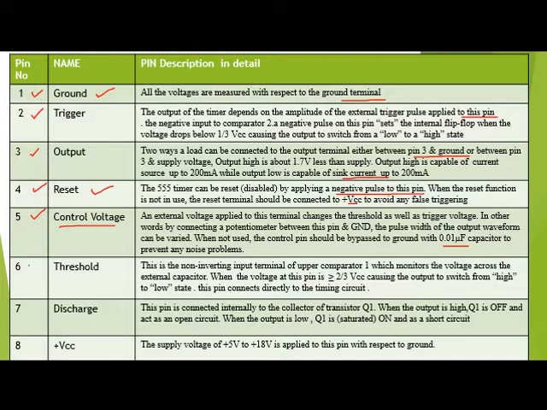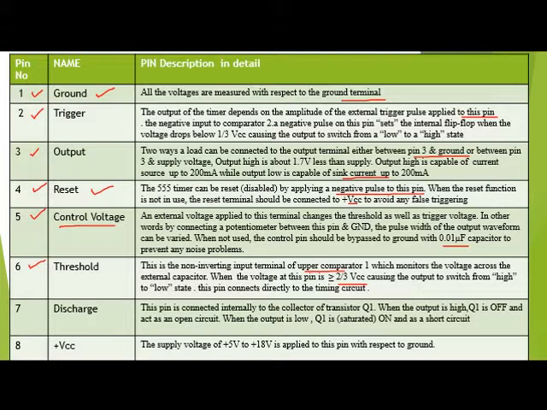Next is pin number 6, called the threshold. This pin is the non-inverting input terminal of the upper comparator, which monitors the voltage across the external capacitor. When the voltage at this pin is greater than or equal to 2/3 of VCC, it causes the output to switch from high to low state.